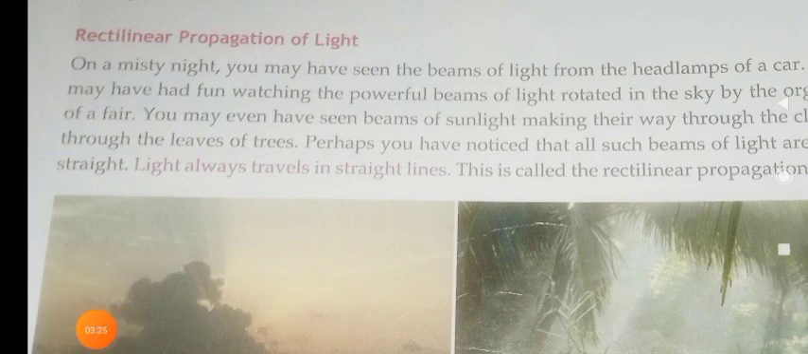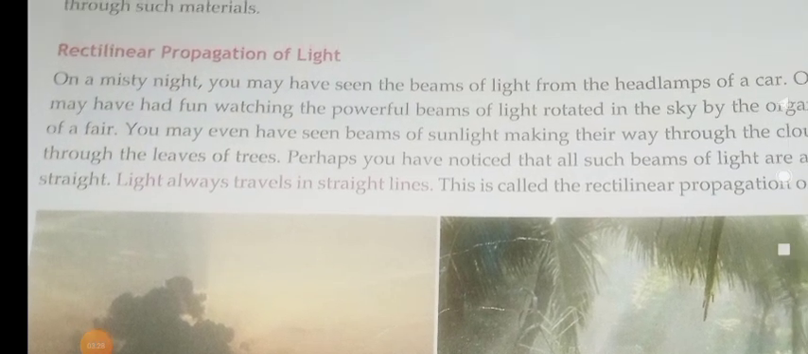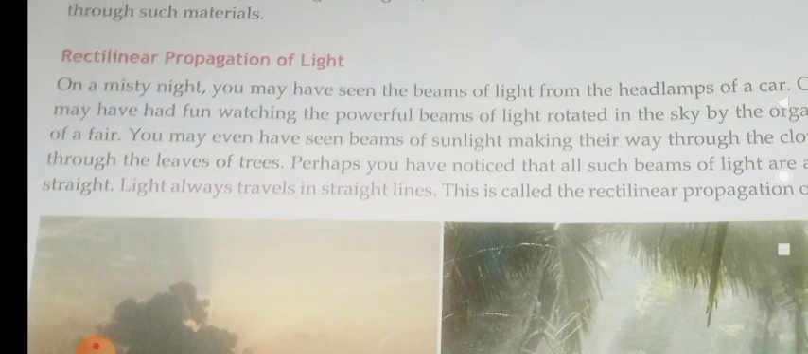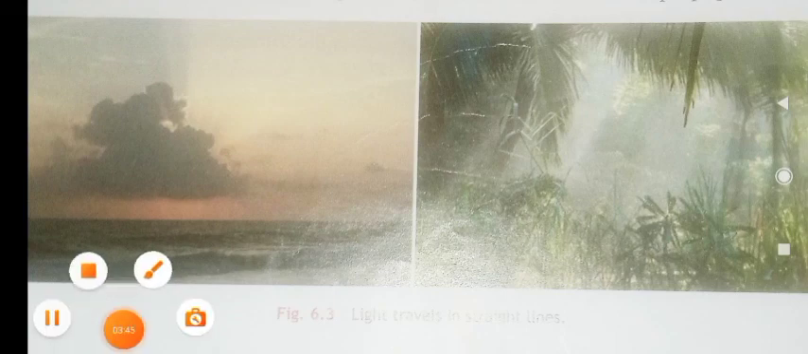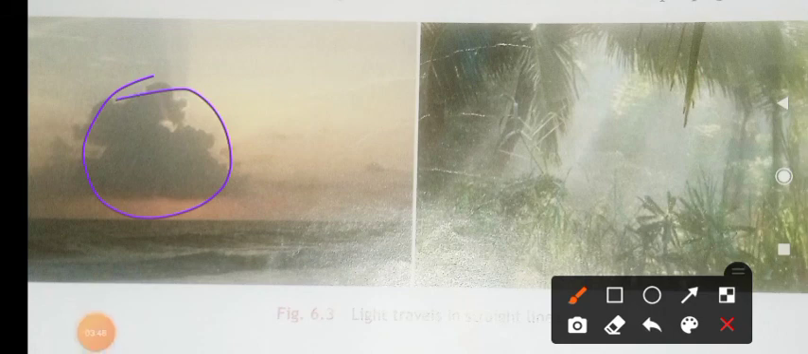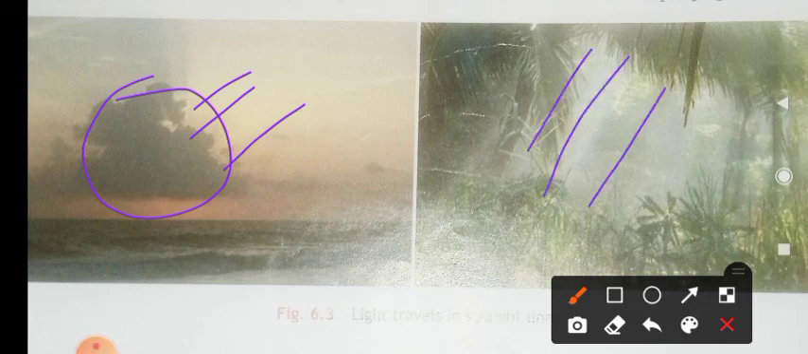For this we have to learn the main property of light, that is rectilinear propagation of light. See, look at these pictures. In these pictures, you are able to see the sun rays in the first picture. The sun rays are hidden by the clouds, but somewhat they are coming out from the clouds. Similarly here also, the sun rays travel through the holes between the trees, isn't it?